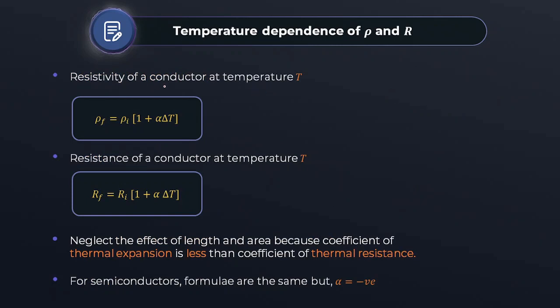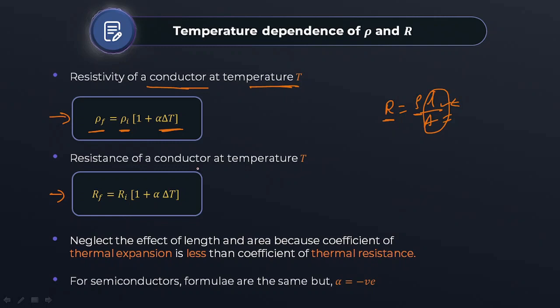So, resistivity of a conductor at any temperature T, we can say that resistivity final will be equal to resistivity initial into 1 plus alpha delta T, where alpha is called the coefficient of thermal resistivity. Okay. So we know that resistance is equal to rho L by A. L and A are almost constant if we change the temperature. That is not very significant. So we consider length and area of cross section to be the same. So R is directly proportional to rho.